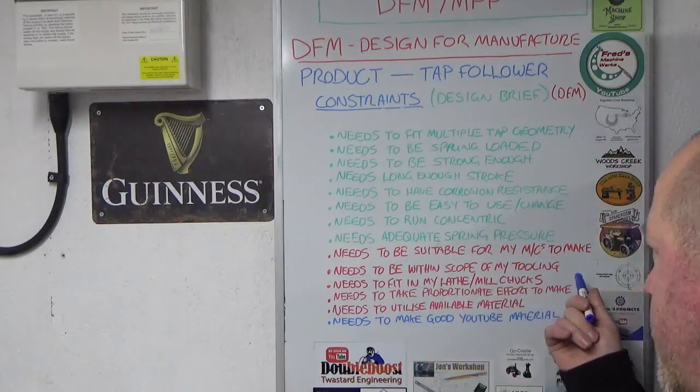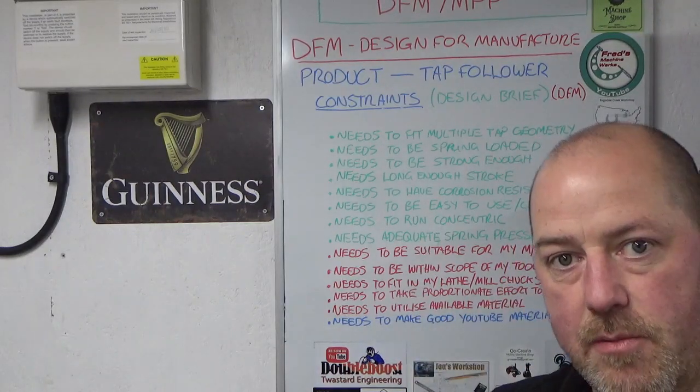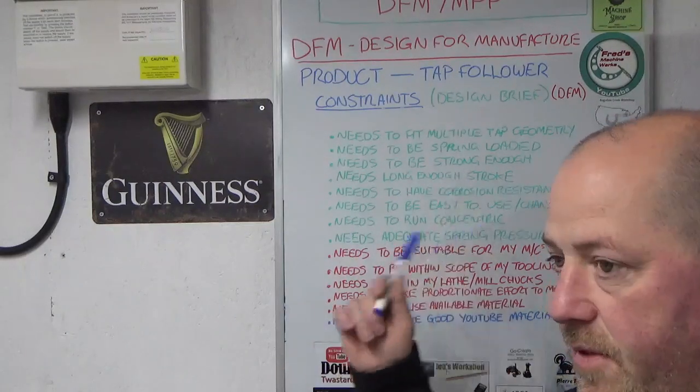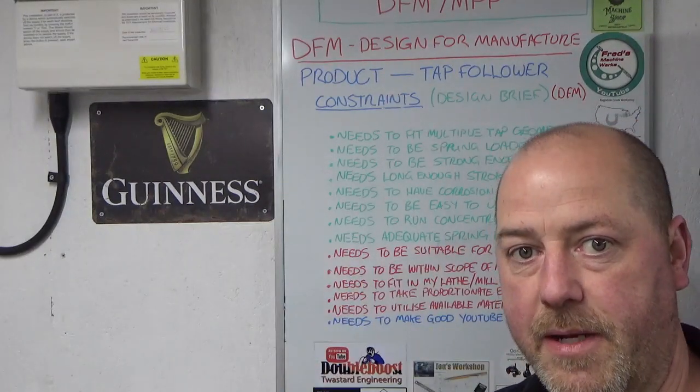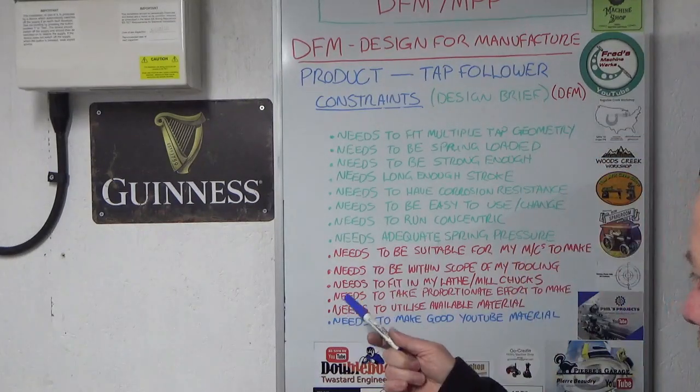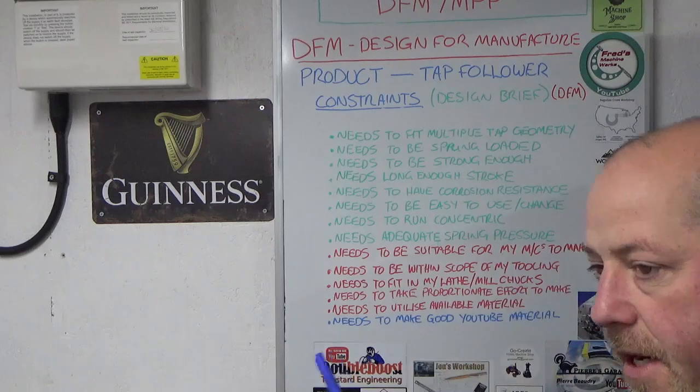So I need to consider what tooling I've got against the geometry that we're going to come up with to make sure I've already got it, because for something as simple as a tap follower, I'm not going to go out and spend lots of money on expensive tooling. It's not worth it. It needs to fit into both my lathe and mill chucks.